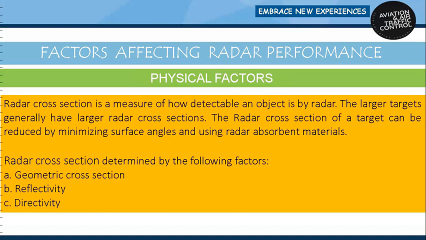It is determined by the following factors: geometric cross-section, the cross-sectional area as viewed by the radar. Second is reflectivity, the amount of radar energy that is re-radiated by the target. This is based on the size, shape, and composition of the target, as well as the aspect angle of radar energy hitting the target and radar power output. Third is directivity, the amount of radar power that returns from the target.